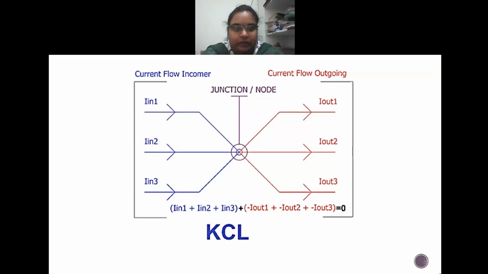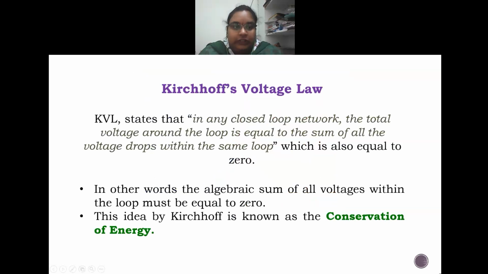The next law is Kirchhoff's voltage law, or KVL. This states that in a closed loop network, the total voltage around the loop is equal to the sum of all the voltage drops within the same loop, which is equal to 0. So what does this mean? The algebraic sum of all voltages within a loop must be equal to 0.